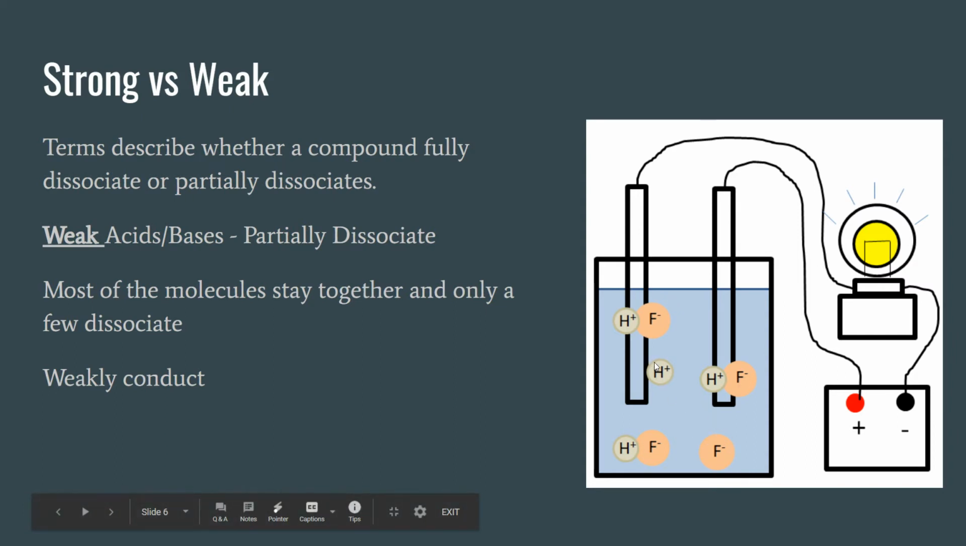And because of that small separation, they still conduct electricity, just weakly. So the light turns on, not quite as bright. And that's really the difference between strong versus weak.